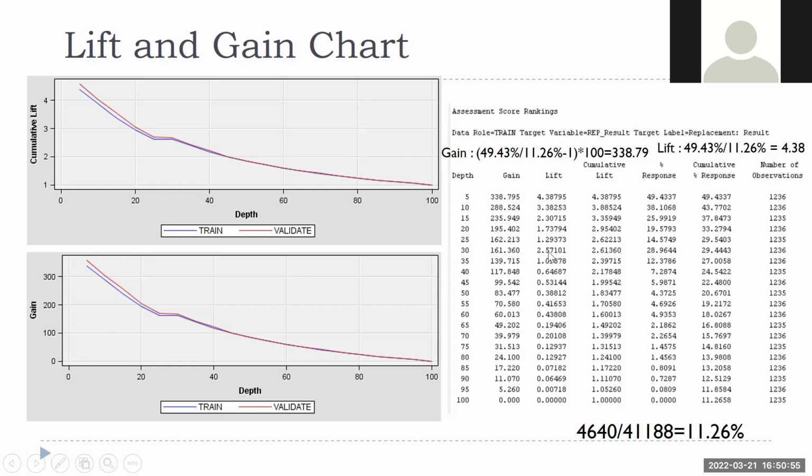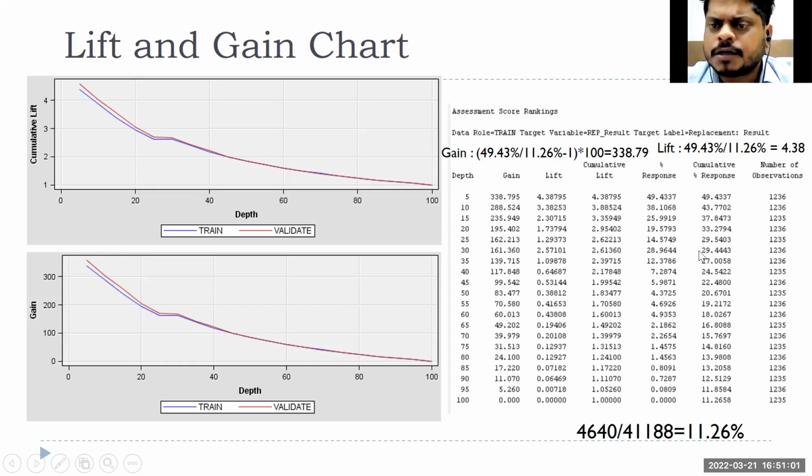Because over here in gain, we can see it is decreasing. Shouldn't that happen in the lift as well? Shouldn't it also decrease? Let me calculate what 29.443 divided by 11.26 is. Yes, it is 2.57.